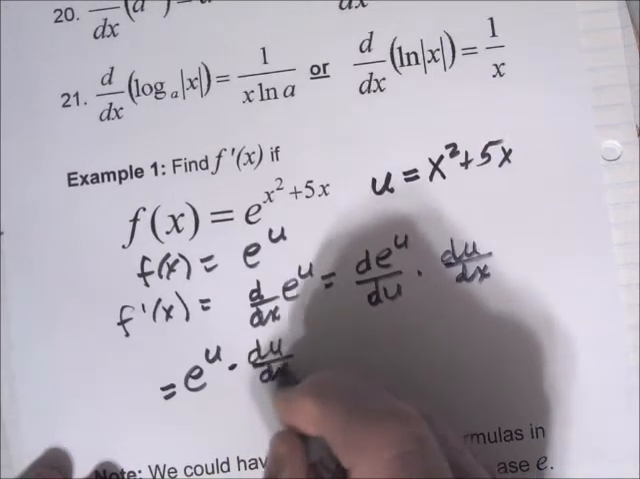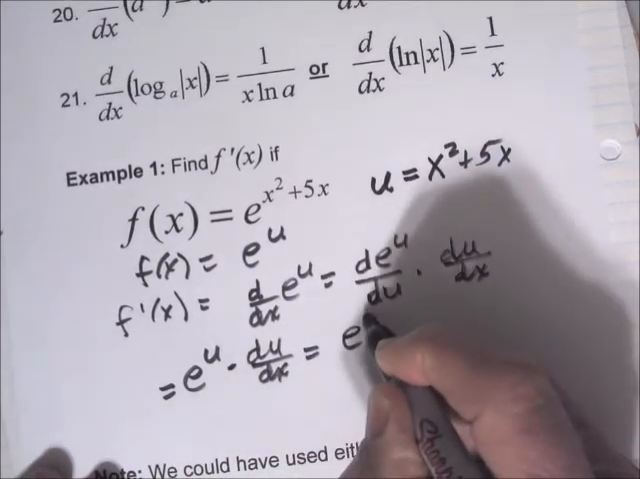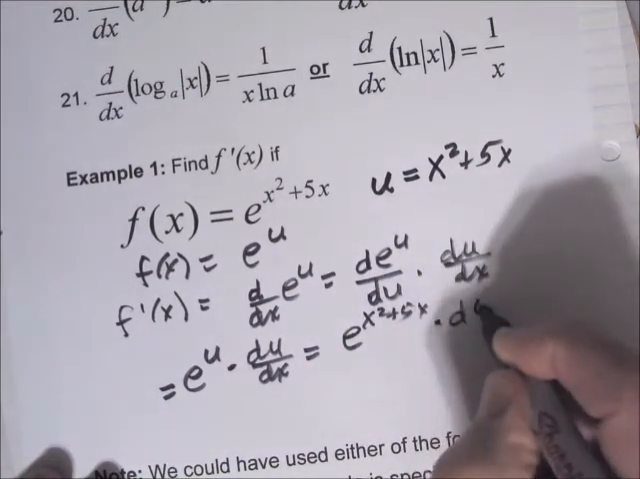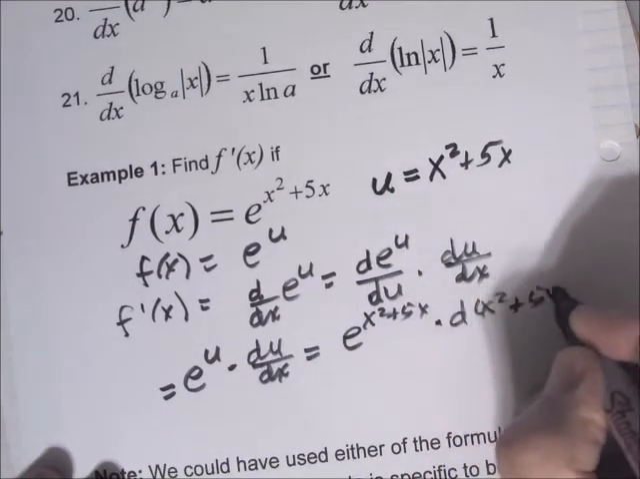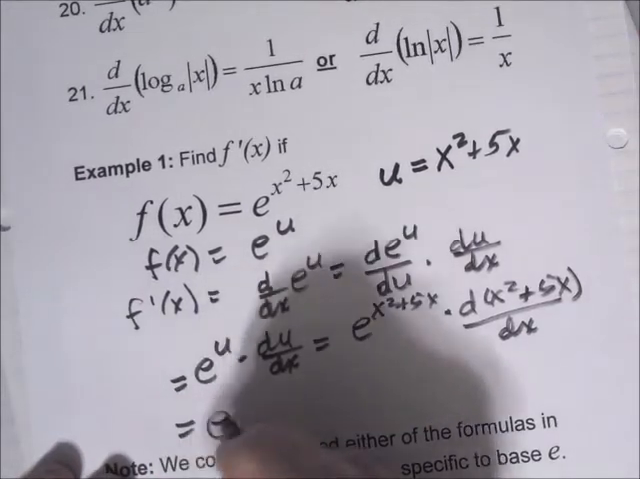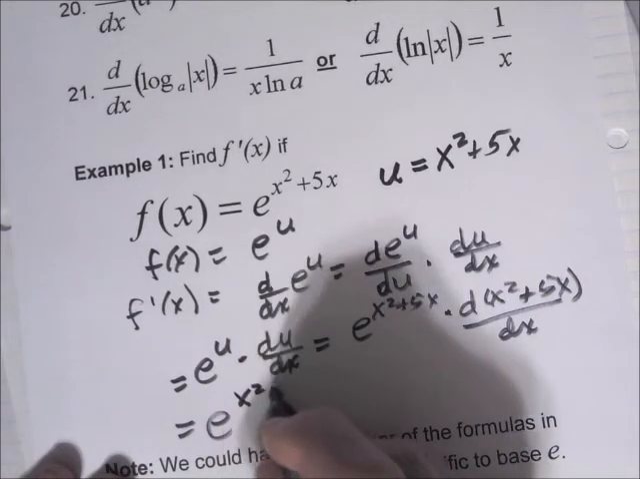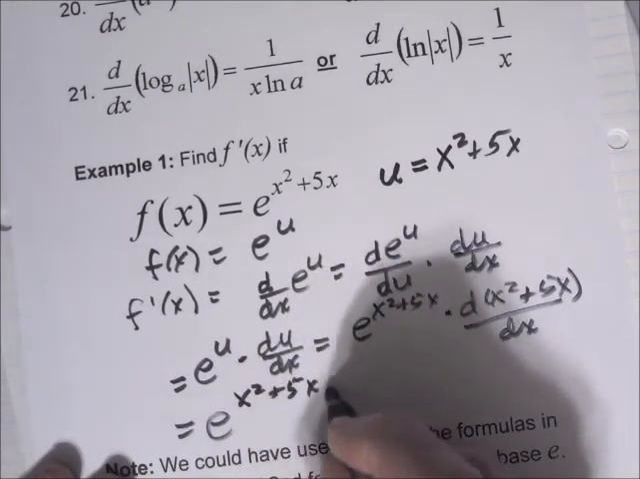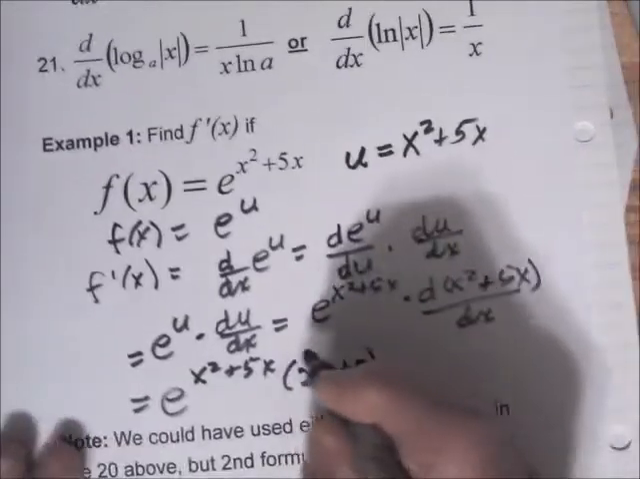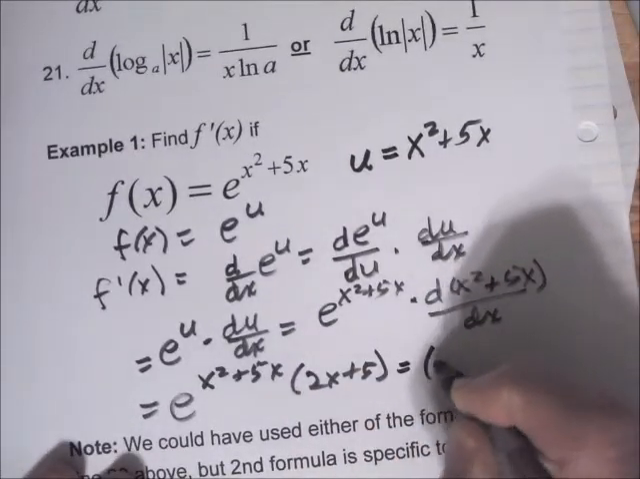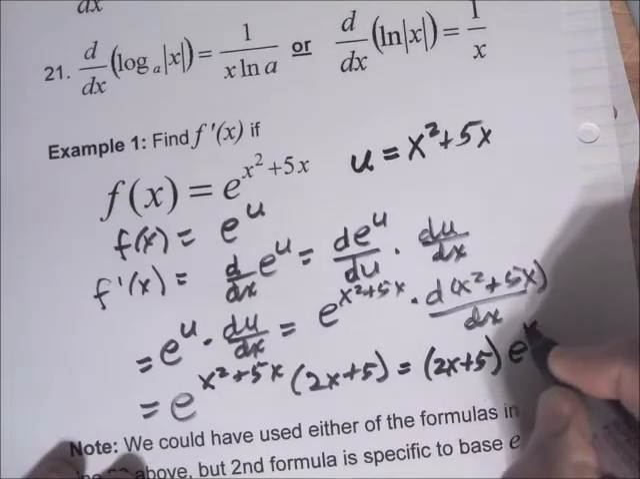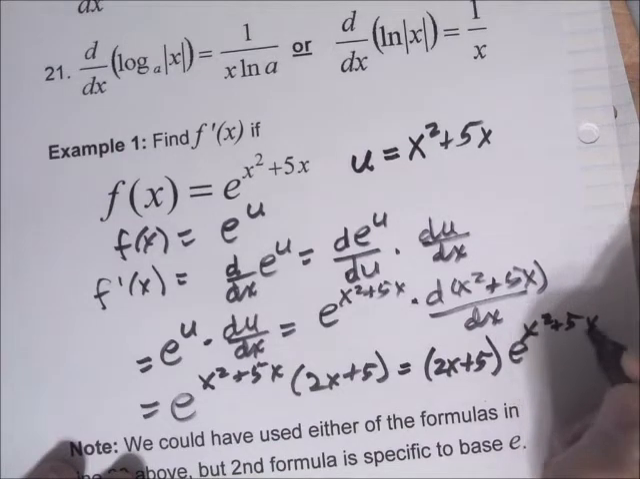And then we can put the x's back in. This is e to the x squared plus 5x times the derivative of x squared plus 5x with respect to x. So that's going to be e to the x squared plus 5x times 2x plus 5. And usually the algebraic part is written first, so we would write 2x plus 5 times e to the x squared plus 5x.